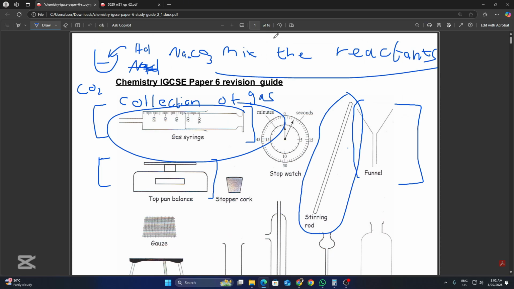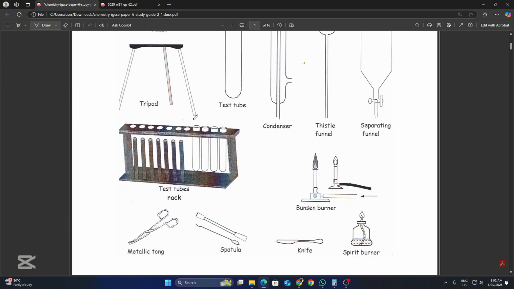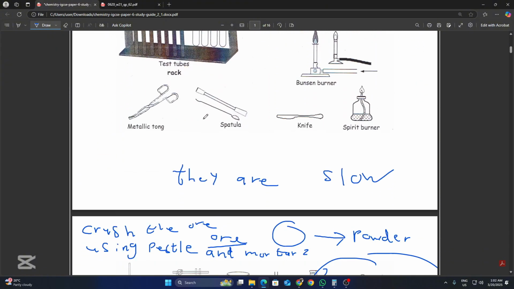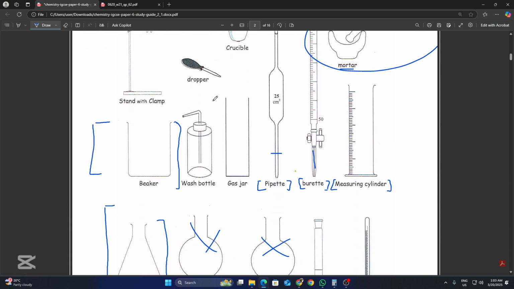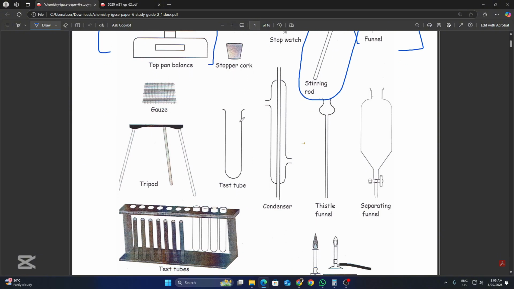This is the gas syringe that we use to collect the gases. If it asks you how to collect gas, use a gas syringe. And even in investigations you can say it, and this can also apply to biology as well. They can ask you how do you collect the gases, you can say using a gas syringe.